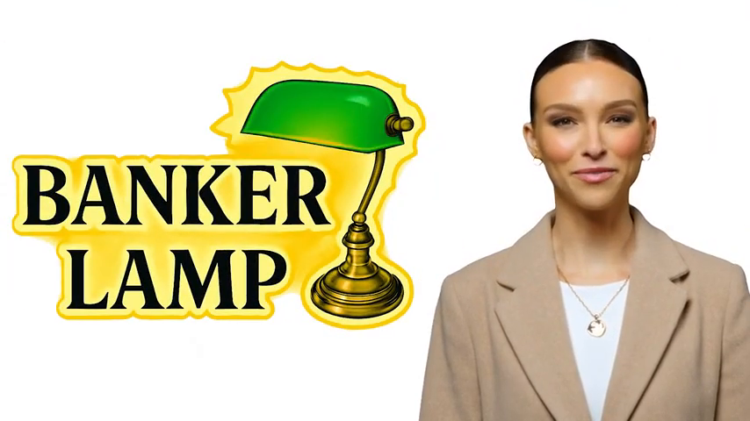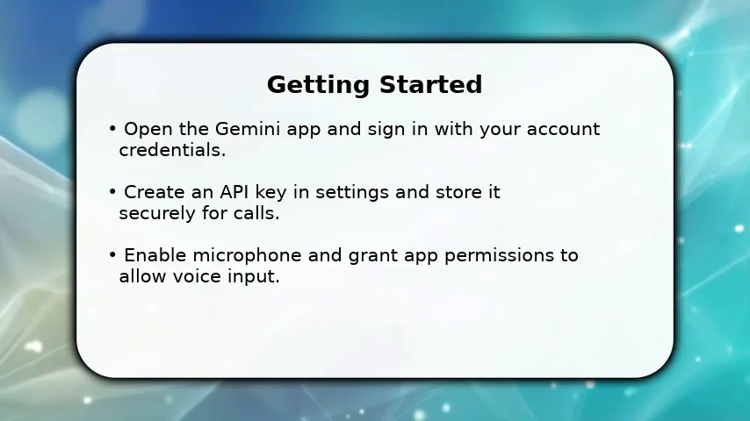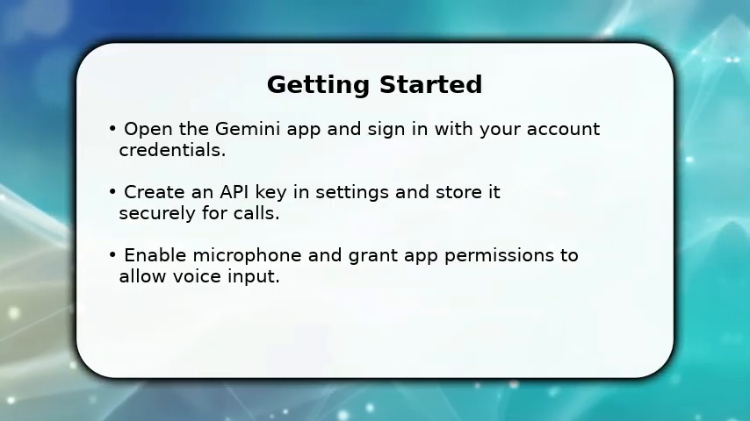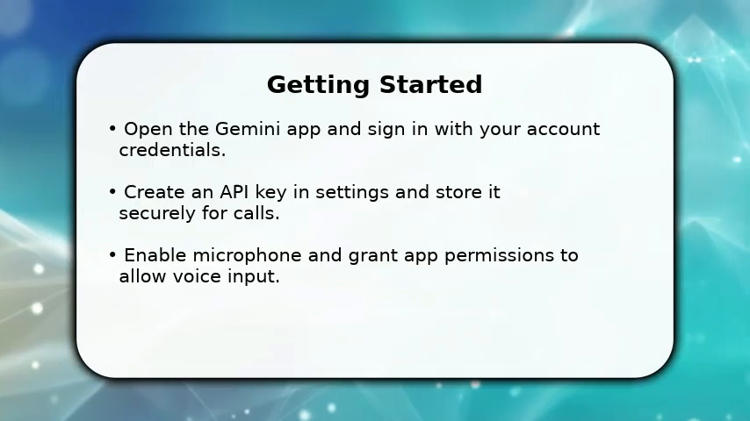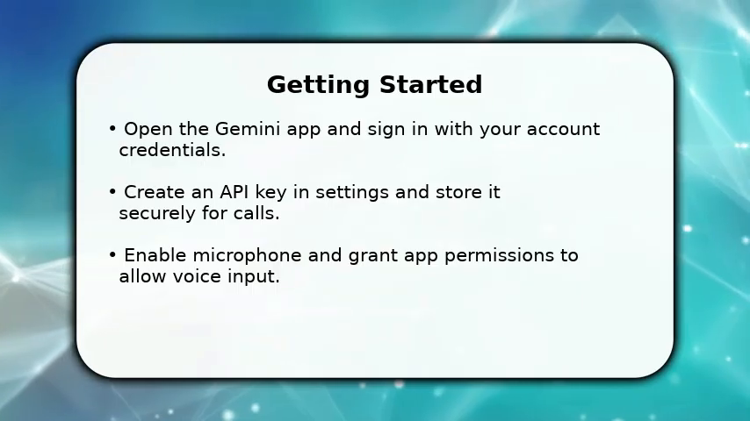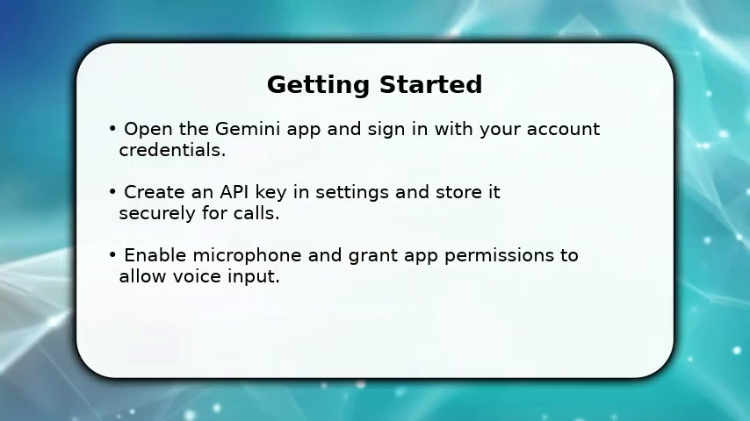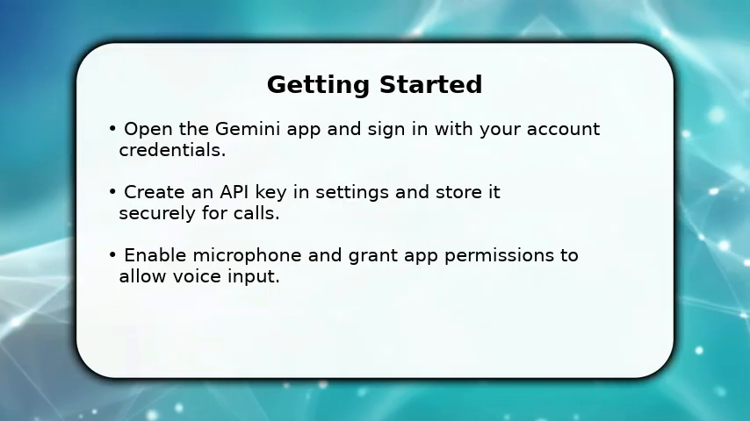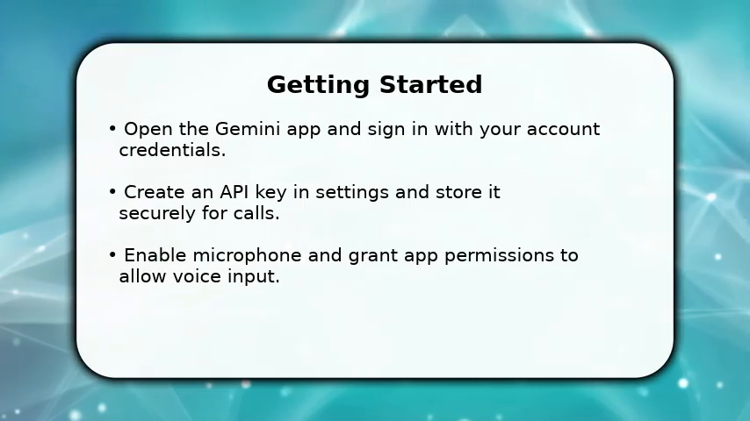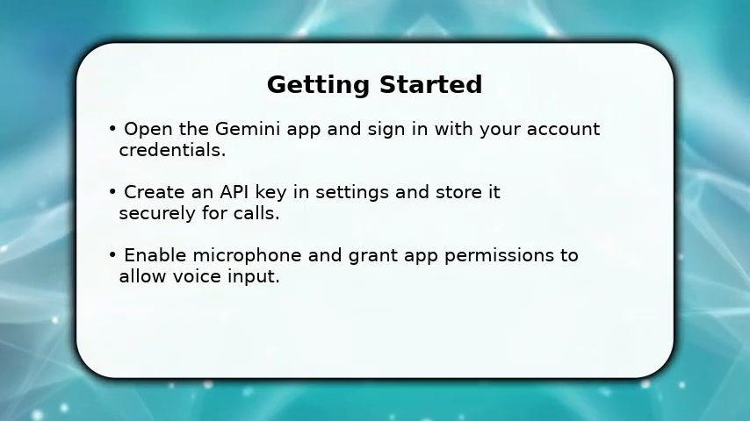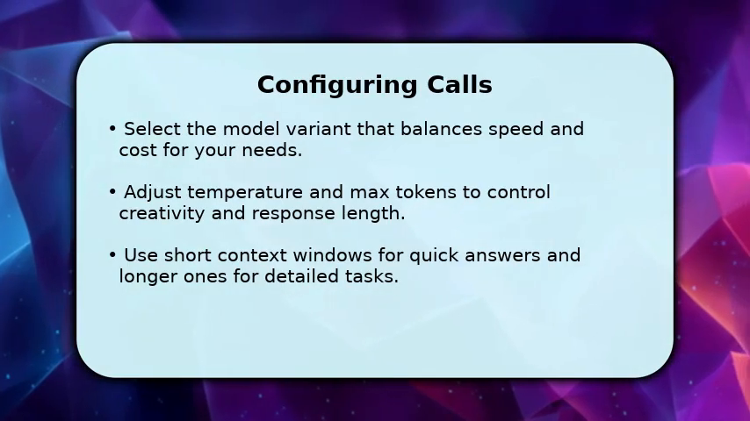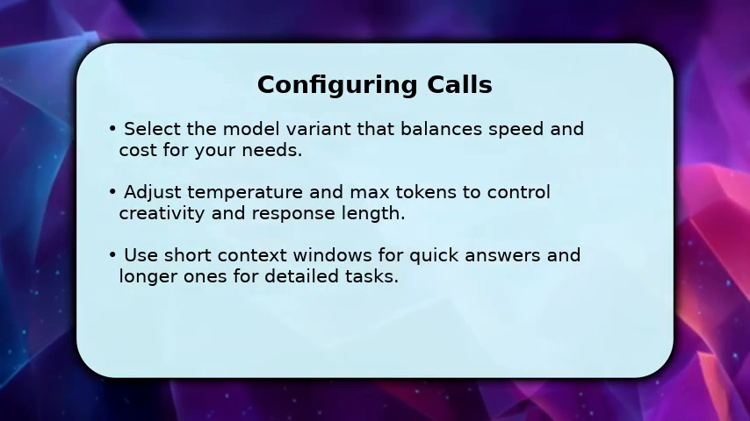Please enjoy the video. In this video, I will explain how to use Gemini to call Updated. Open the Gemini app, create an API key, and enable microphone access to start making calls with voice. Next, choose a model and set the context, window size, and temperature for the response style you want. Test with a short prompt, listen to the reply, and iterate until you get reliable, natural results for your use case. Set up your call parameters with care to get the best responses from Gemini.